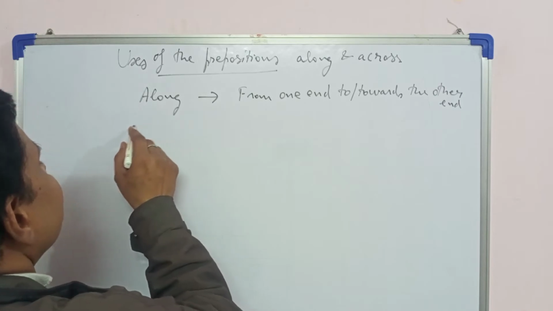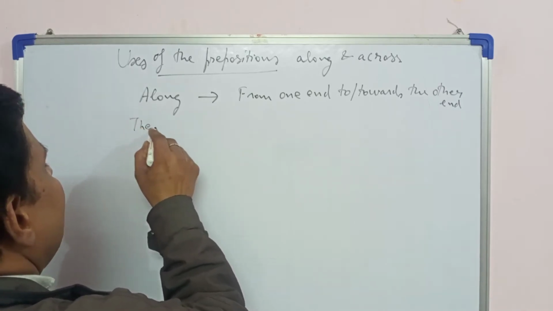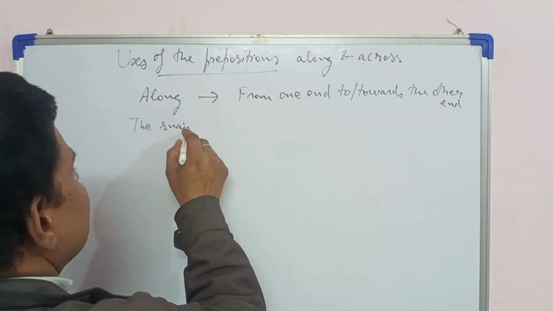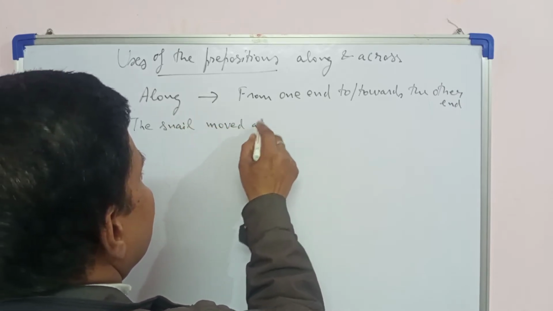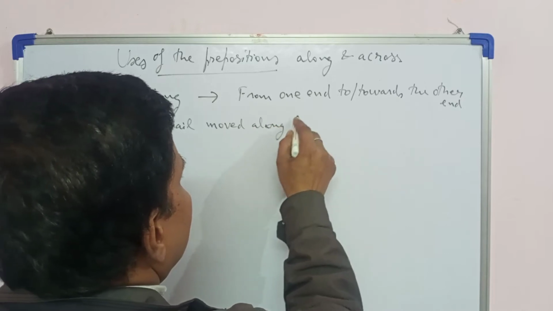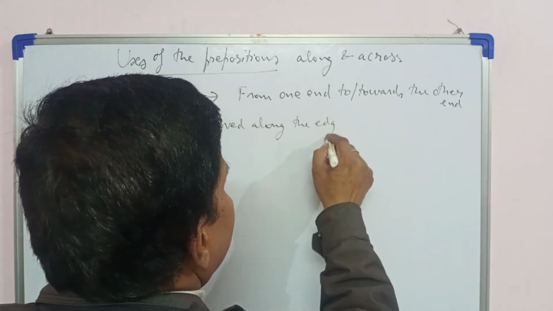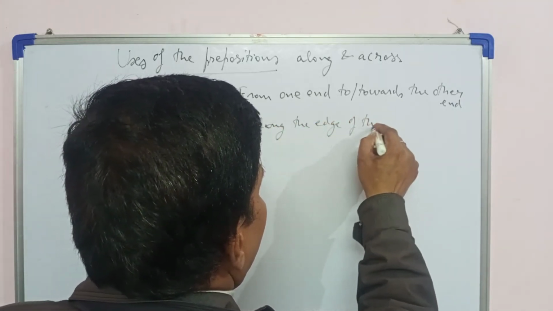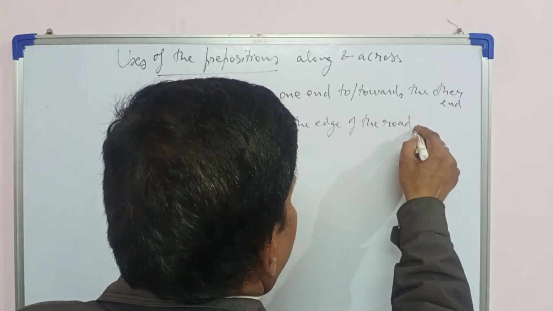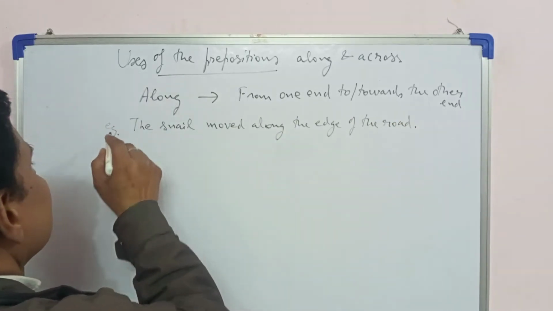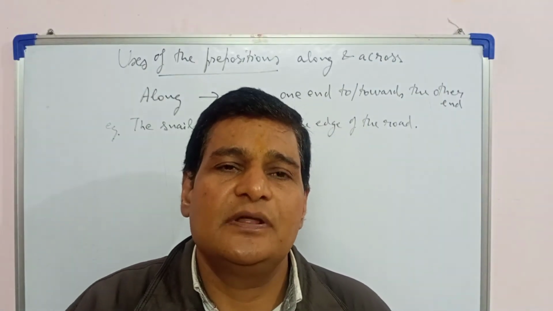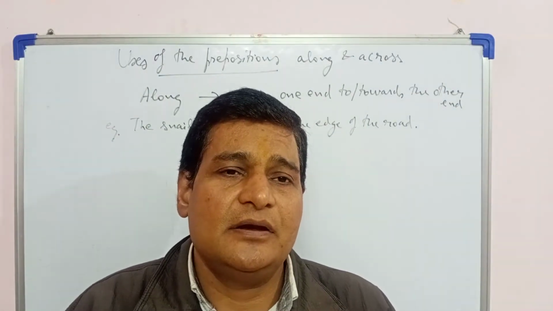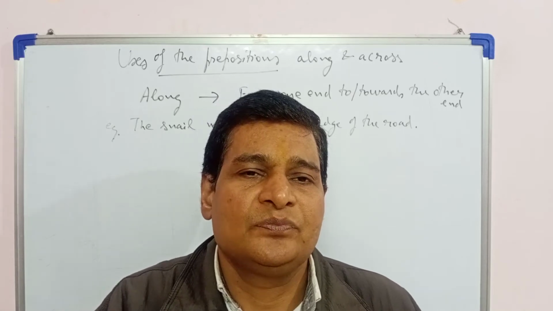For example, the snail moved along the edge of the road. The snail moved along the edge of the road means from one end to the other end.